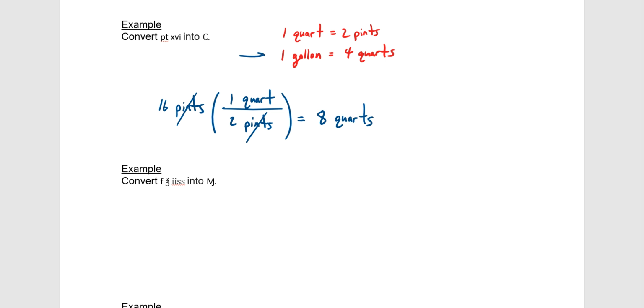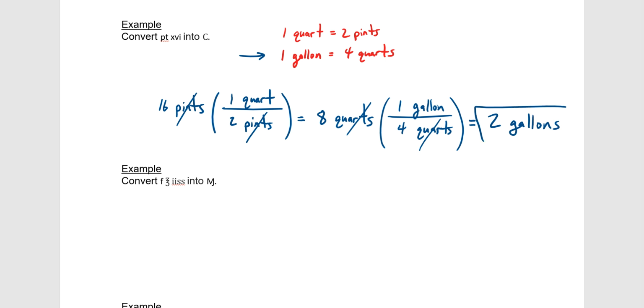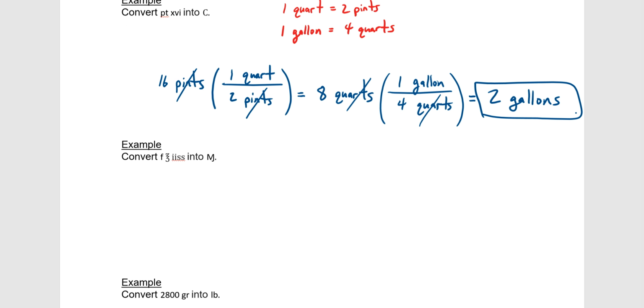And now we can use this second conversion to go from quarts to gallons. So we need gallons on top because that's what we want. So that's 1 gallon for every 4 quarts. And the quarts are going to cancel for this one, and we are left with 8 times 1 divided by 4, which is 2. So this is 2 gallons. Okay, so 16 pints equals 2 gallons based on these 2 conversions that we had to do. Okay, so let's take a look at these next ones, and once again, I'm going to do it in one big swoop.